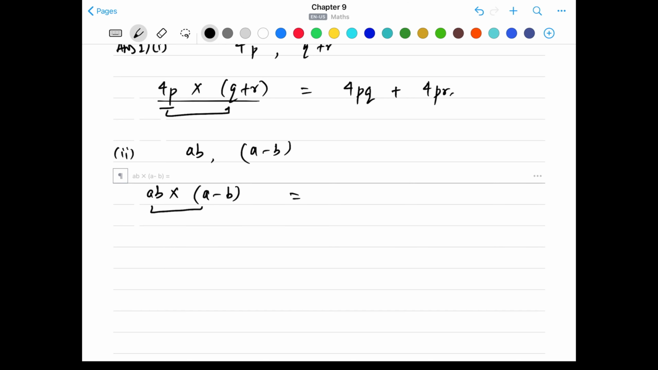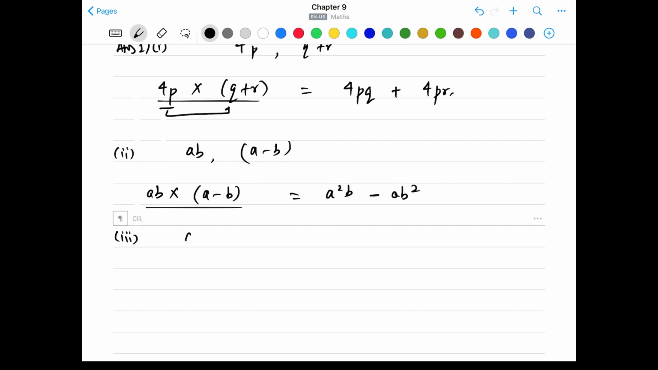First we'll multiply this monomial to the first term of the binomial, that is ab into a will result in a square b, and then we'll multiply this ab to the minus b. So that's going to be minus ab square. Okay, let's see the third one.